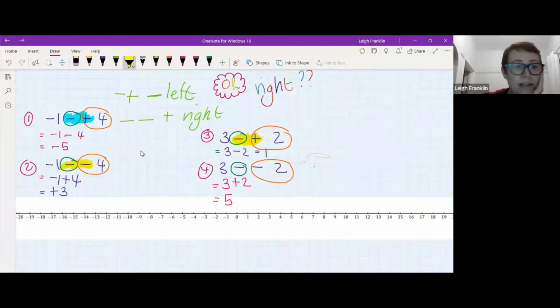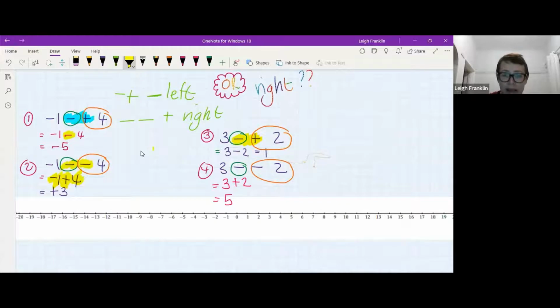Once we get down to this stage over here, this sign that I've just highlighted in yellow, that's our instruction to start at -1 and move 4 places to the left. In number 2, we're starting at -1, and then we are moving 4 places to the right because it says +4. That's what I want you to be able to understand.